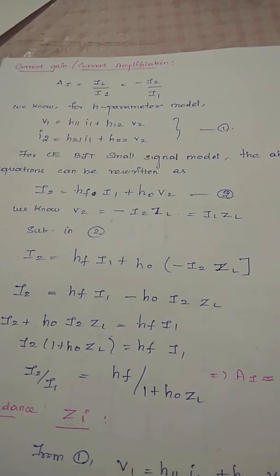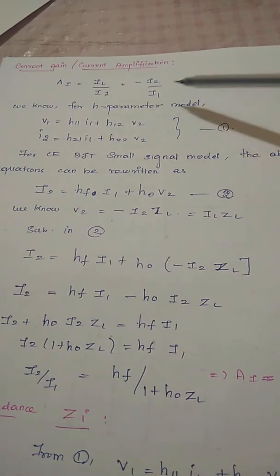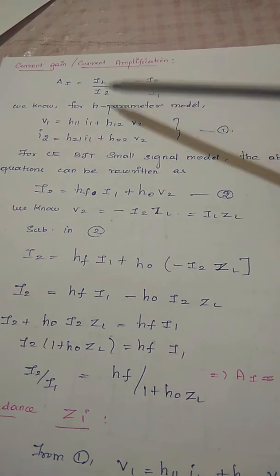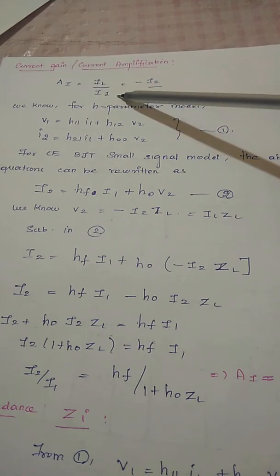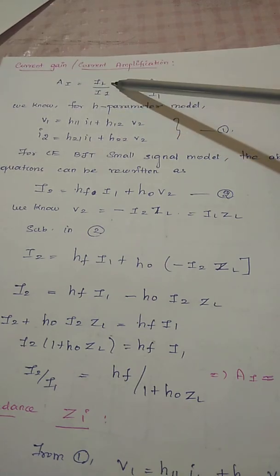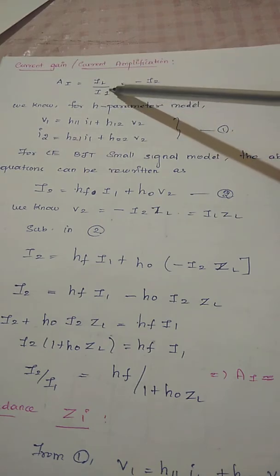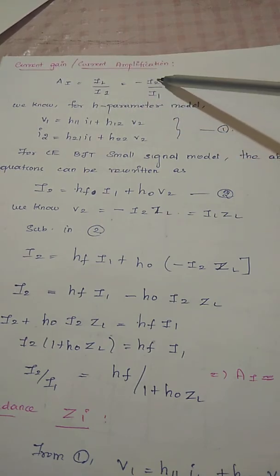Now the first parameter is the current gain or current amplification factor. So you have AI is equal to IL by I1, where I1 is the input current, the current at the input port, and IL is the current across ZL. Your I2 and IL have different directions, so it is represented by minus I2.